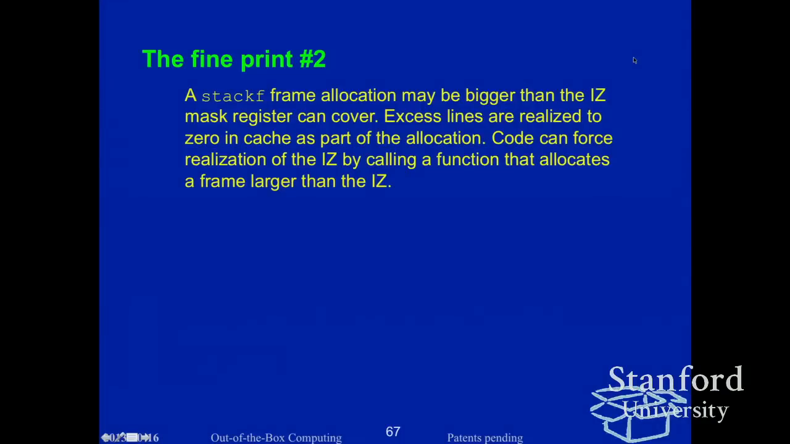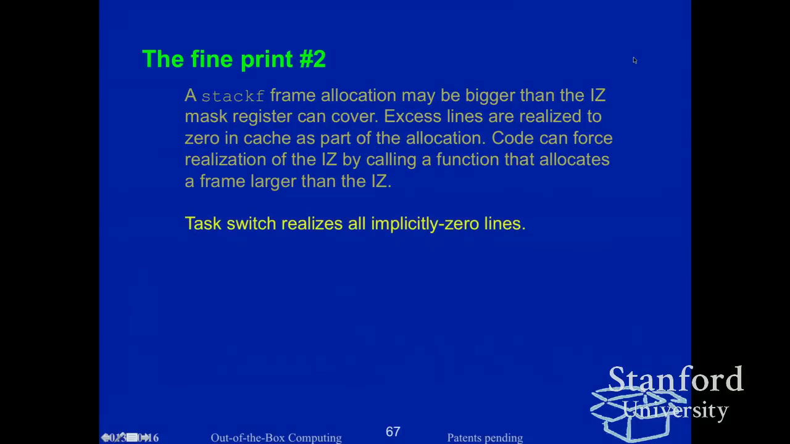You could ask for a stack frame which is bigger than those 64 lines. In that case, all the ones which are not covered by the implicit 0 register are immediately allocated and initialized and realized by the stackf operation itself. It just generates the necessary number of dummy stores. A task switch forces realization of everything.